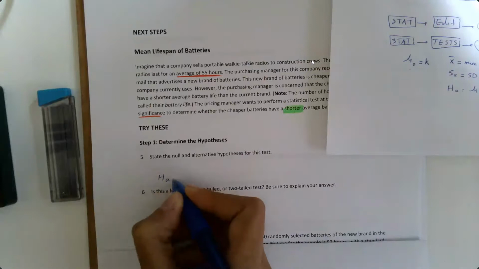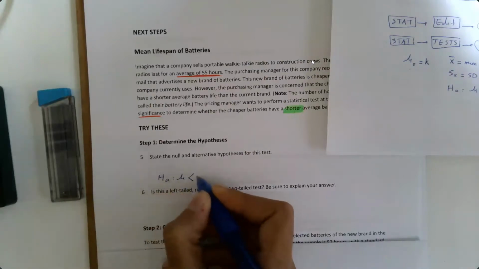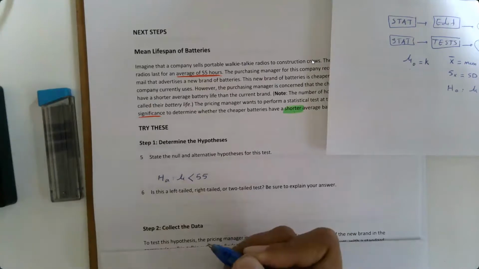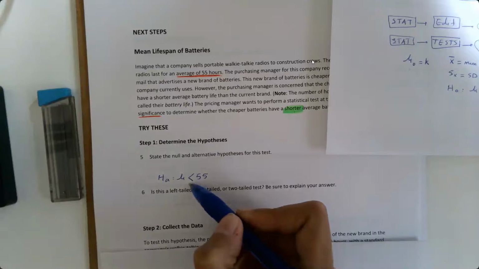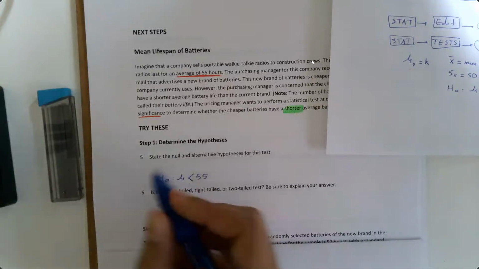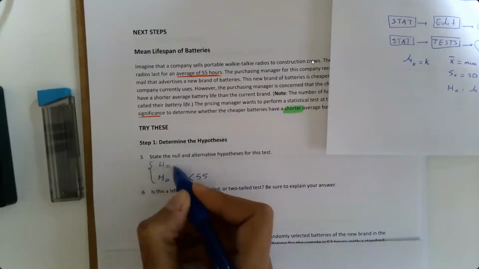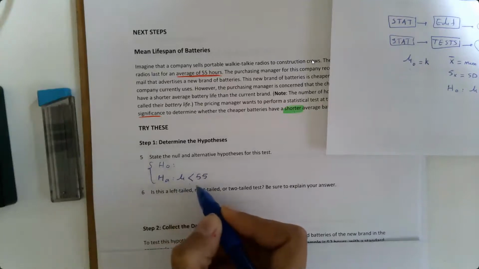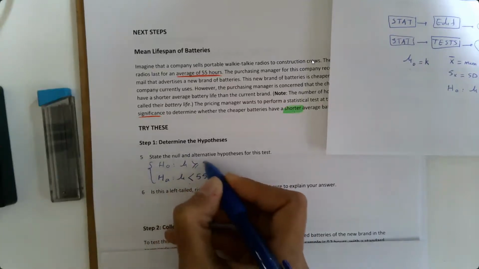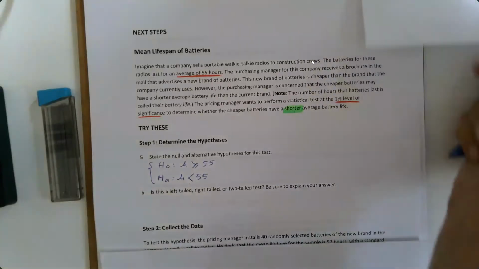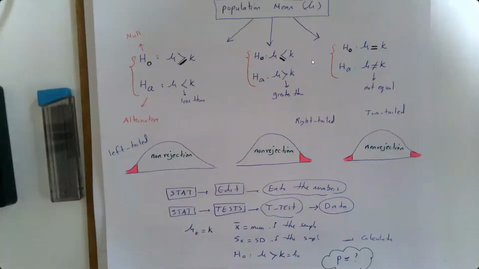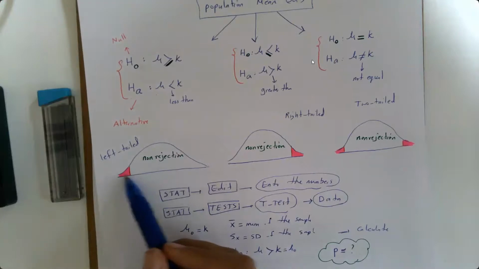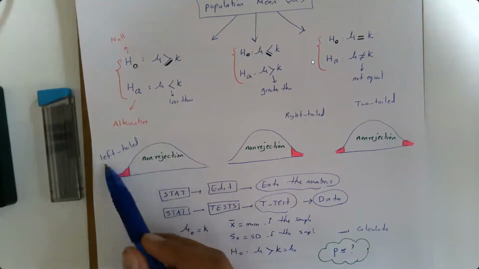The alternative hypothesis says the mean is shorter than 55 hours. Even though the null hypothesis is not given to me, I can quickly form it. It's just the opposite of the alternative hypothesis: mean is larger than or equal to 55 hours. Is it left-tailed, right-tailed, two-tailed? As I know, this is my first scenario. It means that I have my rejection region on the left-hand side, so I'm dealing with a left-tailed graph.